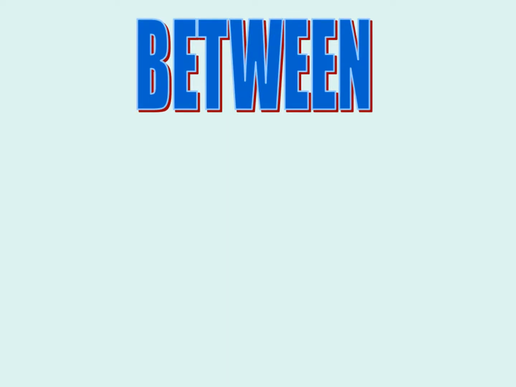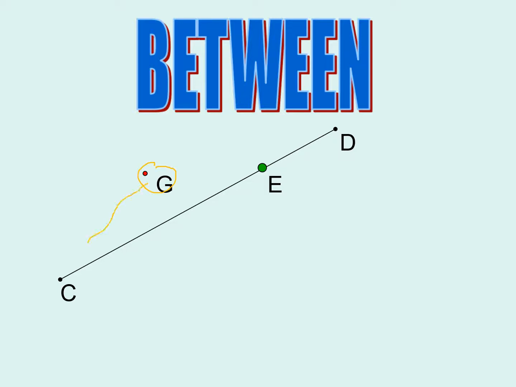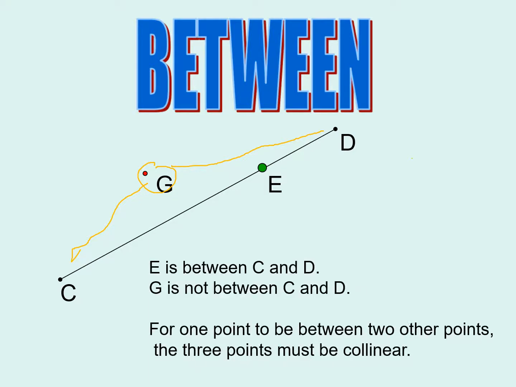Now, I know this need not be said, but I'm going to say it anyway. The word between is very important. You've got this line segment CD, and E is between, but point G is not between. Technically, G is between C and D, but for one point to be between two other points, the three points must be collinear. The word between in geometry is very specific. It must be on the same line.